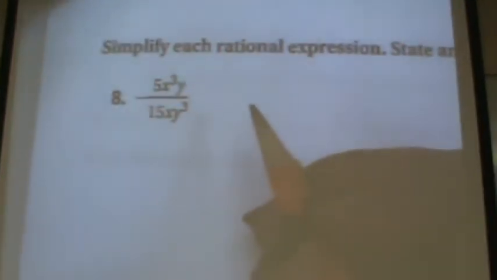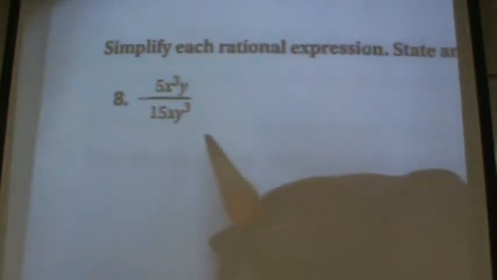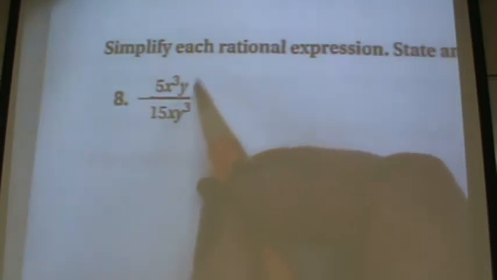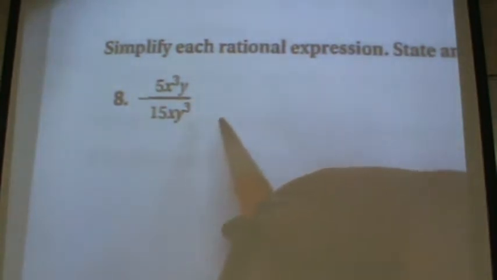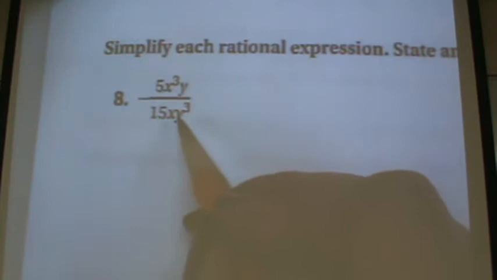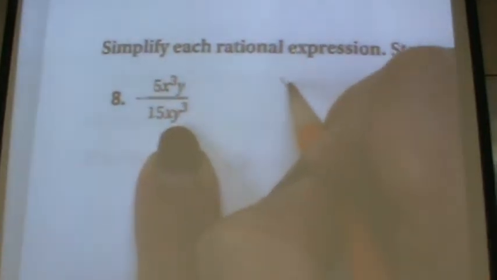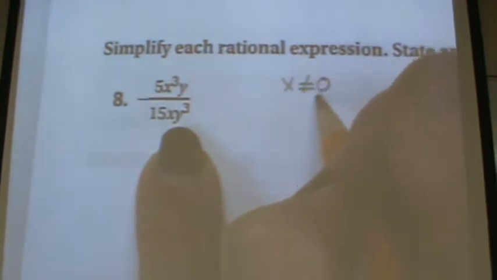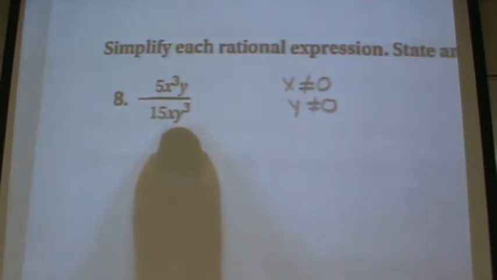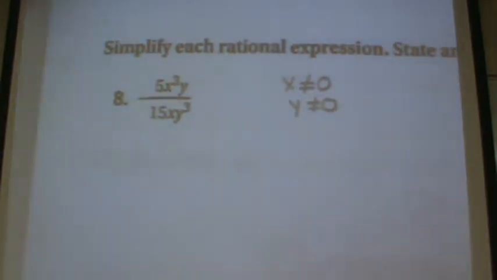Okay, number 8. On all of these, you have to simplify each rational expression, and you have to state the restriction. So let's state the restriction first. For this one, we have an x and a y in the problem. So the restriction is x can't be 0 and y can't be 0. Every variable will give you a restriction.